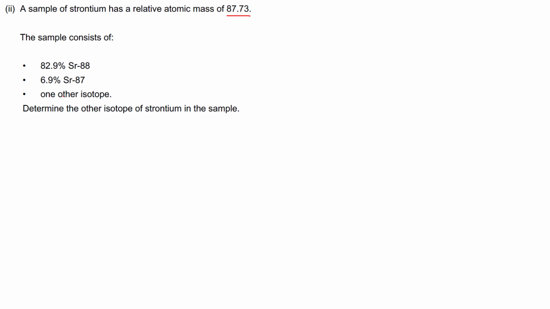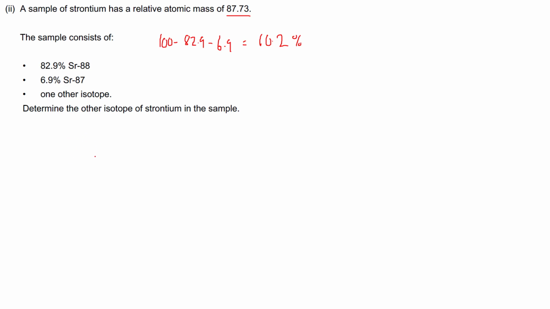Now that's important. One other isotope means that the percentage of that isotope is whatever the remaining percentage is. So the first thing you need to do, really, is to do 100 minus 82.9 minus 6.9. That will tell you the percentage remaining. Okay, how much does your final isotope have as a percentage? So if I just put this in my calculator, I should probably do it in my head really, but I don't want to. You get 10.2. Okay, 10.2. So that's the percentage of your other isotope. And the rest is just basic mathematics, because we're going to do it in exactly the same way as before.